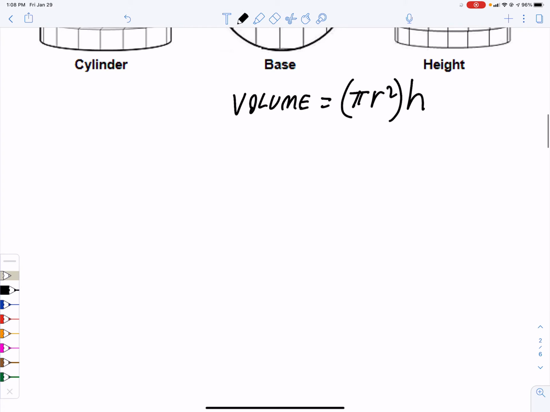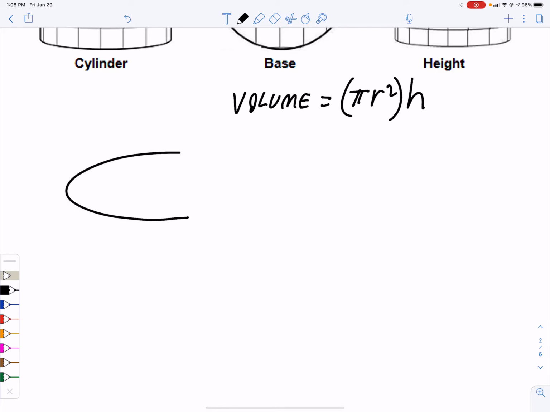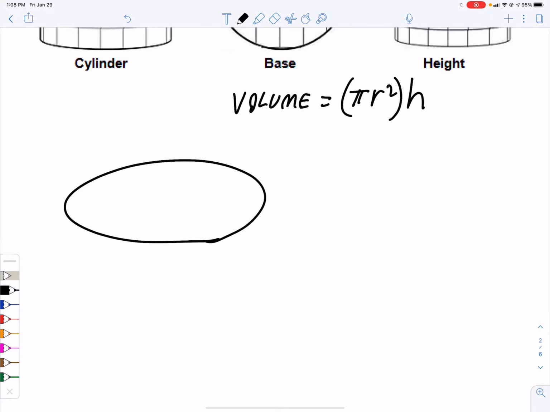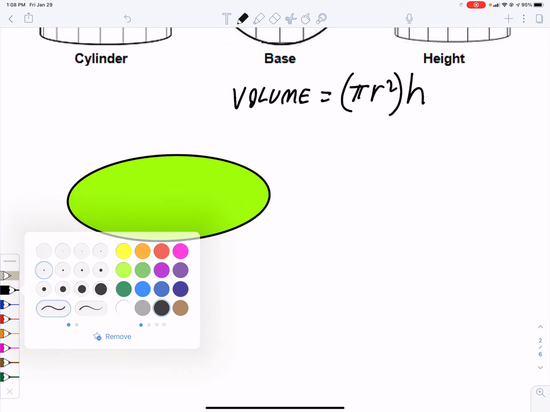Now, in today's lesson, we're going to be taking a thin disc. That thing is going to have some thickness.